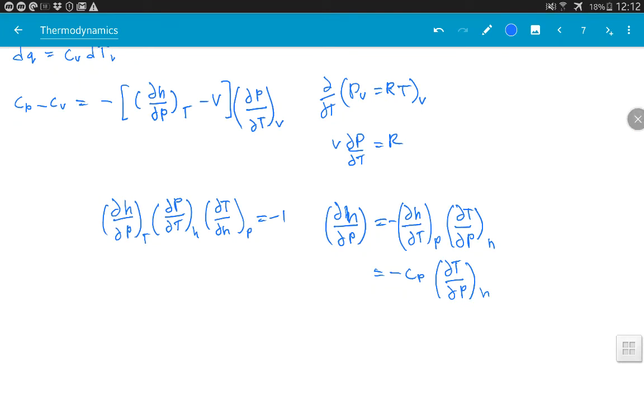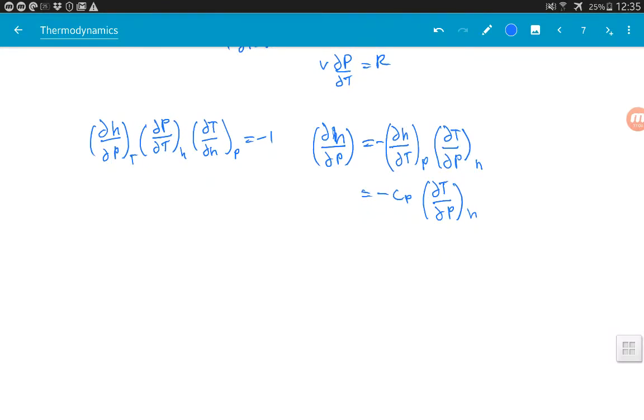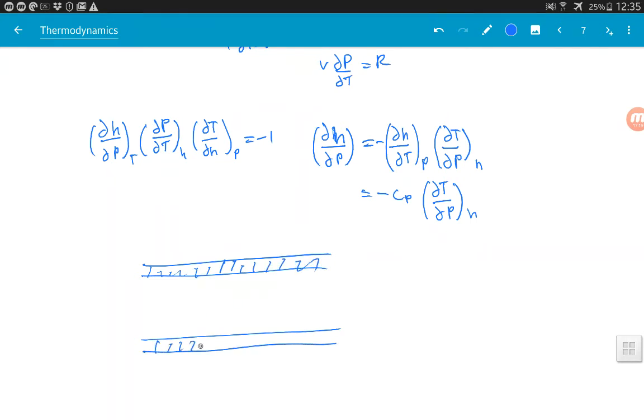Okay, so to determine the value for del T, the change of temperature due to the change of pressure, Joule-Thomson did an experiment, the Joule-Thomson experiment, using an insulated tube and a porous plug, a small porous barrier that allows a certain amount of gas to pass through.